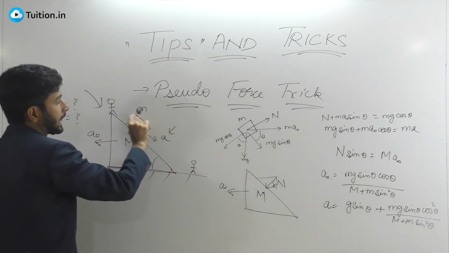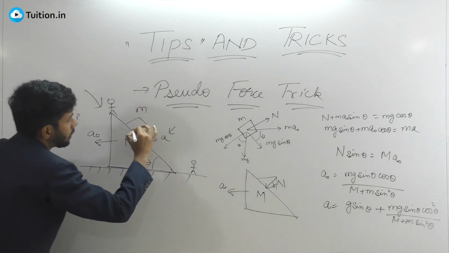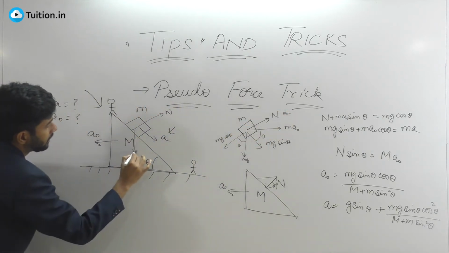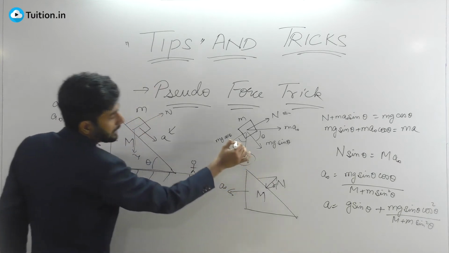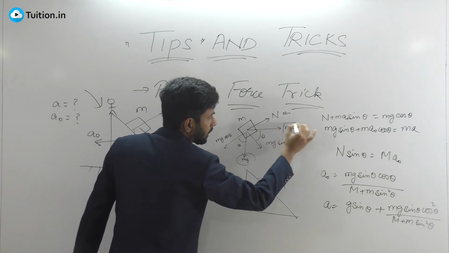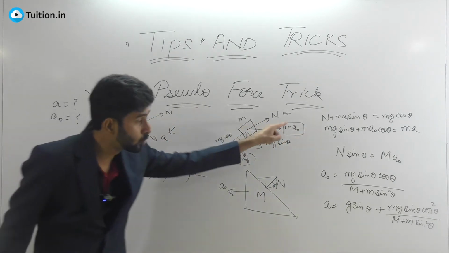Let me draw the free body diagram of this. On this mass m, there is a normal reaction coming from here. So the normal reaction is there. You have mg here, right? Mg is split as mg cos theta and mg sin theta. What is this extra m a naught? Where did this come from? That is the pseudo force, right?